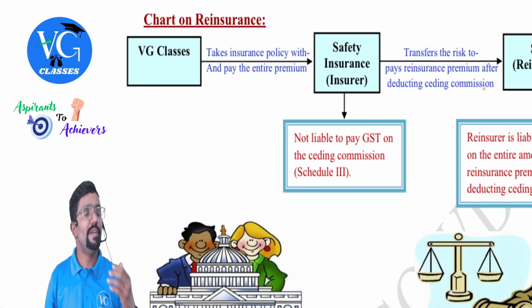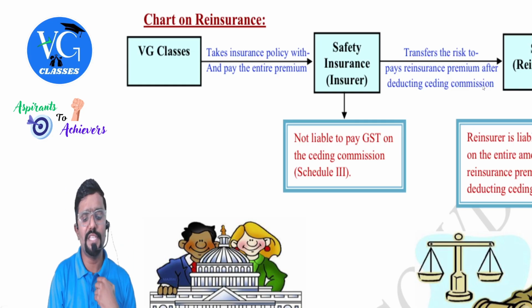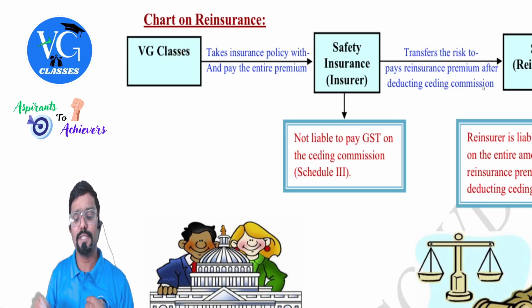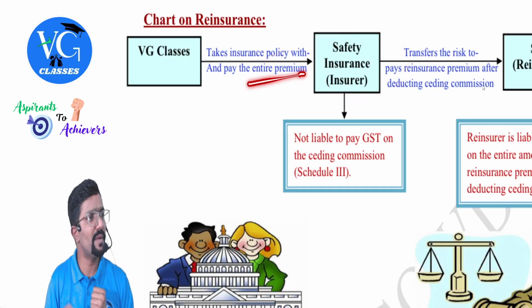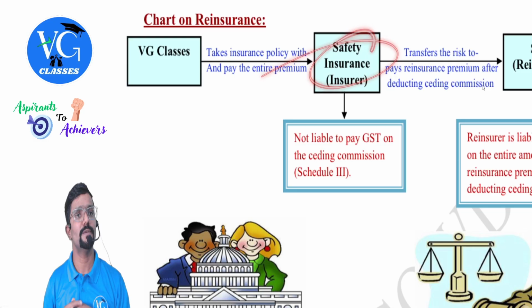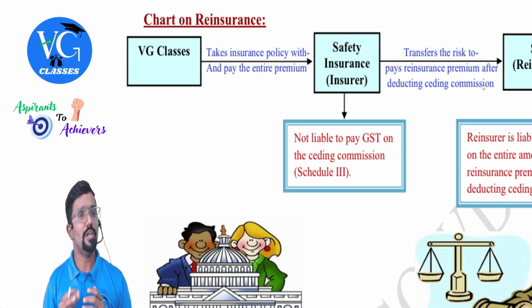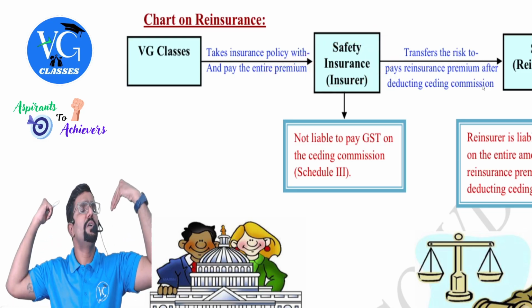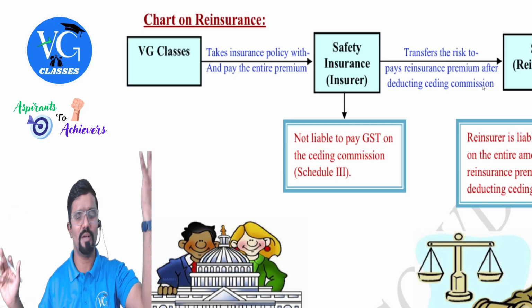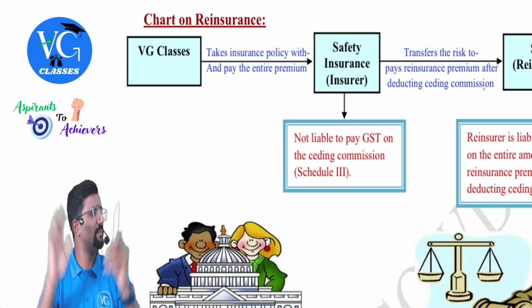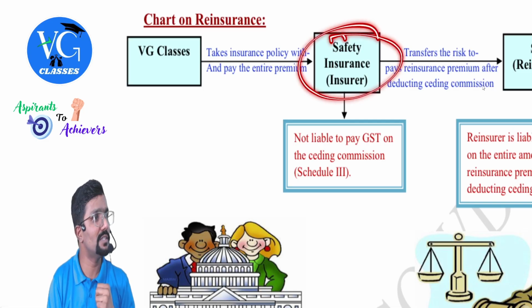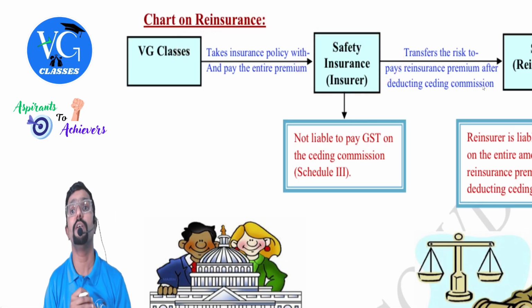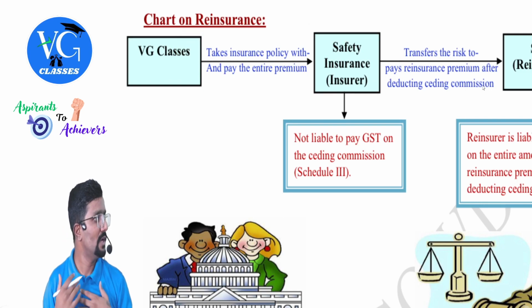Now, we assume Vikas Gowda classes, that is VG classes, took an insurance policy with Safety Insurance. It is one of the insurance companies. And they pay the entire premium to whom? Safety Insurance. Now assume we have taken a policy for 10 crore. Now, if anything goes wrong, Safety Insurance has to safeguard me. They have to pay 10 crore. They thought it is too much for us to accept.